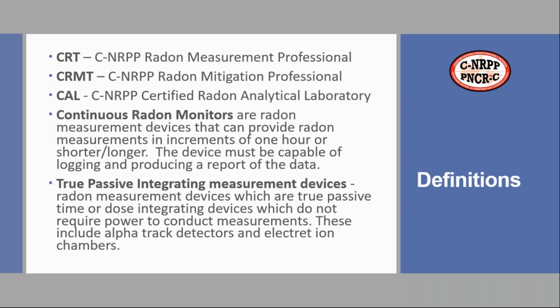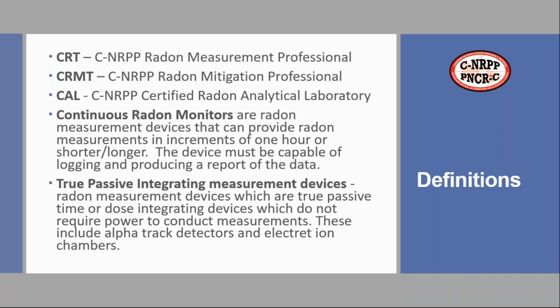Some important definitions, just to make sure everybody's on the same page. A couple of acronyms that may be used throughout the document. CRT is a radon measurement professional. CRMT is a C-NRPP radon mitigation professional. CAL is a C-NRPP certified radon analytical laboratory. And then the device definitions: a continuous radon monitor is a radon measurement device that can provide radon measurements in increments of 1 hour or shorter. The device must be capable of logging and producing a radon report of the data.